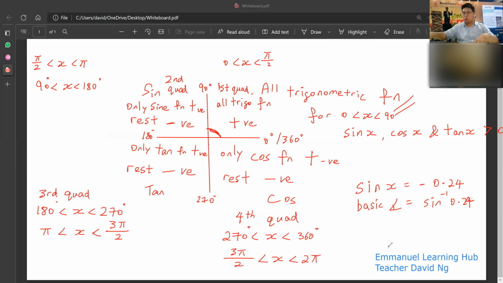So your basic angle, if you take sine inverse of 0.24, my calculator will tell me 13.89 degrees, correct? Round off to two decimal places. Basic angle refers to the angle that lies between 0 to 90 degrees. This is not x. Basic angle is basic angle, x is x. Because basic angle is sine inverse 0.24. Now I need to find x.